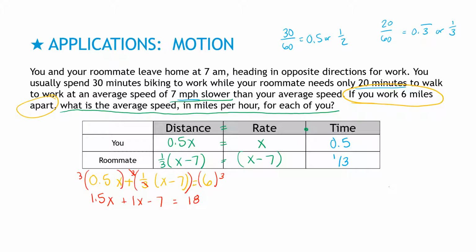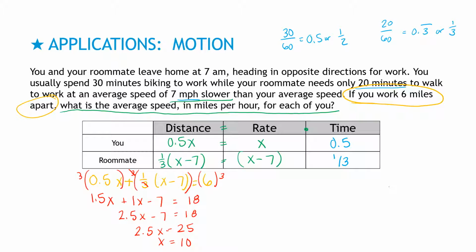Then I'm going to combine some like terms to get 2.5x minus 7 is 18. Add 7 to each side, so 2.5x equals 25. And then of course, if I take 25 divided by 2.5, I'm going to get an answer of 10.